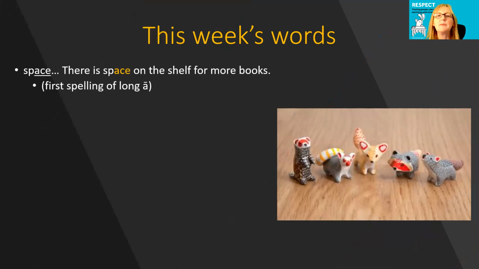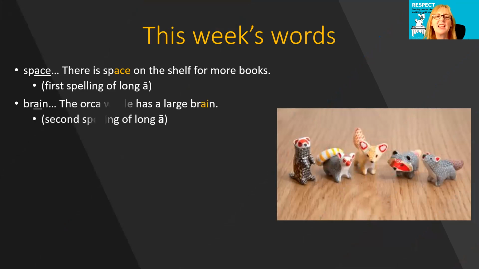Okay, this week's words, let's have a look at them. Space. There is a space on the shelf for more books. That is the first spelling of long A, A consonant E. So in this case, it's A, C, silent E. Brain. The orca whale has a large brain. This is the second spelling of long A, AI. You notice it's a one-syllable word with the long A sound in the middle, brain, AI.